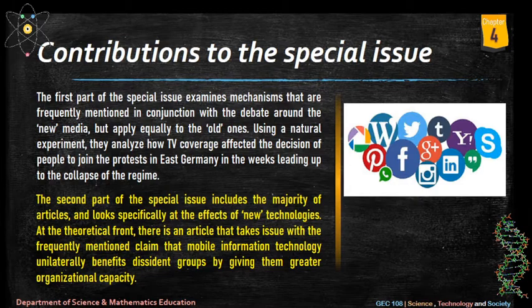The first part of the special issue examines mechanisms that are frequently mentioned in conjunction with the debate around the new media, but apply equally to the old ones. Using a natural experiment, they analyze how TV coverage affected the decision of people to join the protests in East Germany in the weeks leading up to the collapse of the regime. The second part of the special issue includes the majority of articles, and looks specifically at the effects of new technologies. At the theoretical front, there is an article that takes issue with the frequently mentioned claim that mobile information technology unilaterally benefits dissident groups by giving them greater organizational capacity.